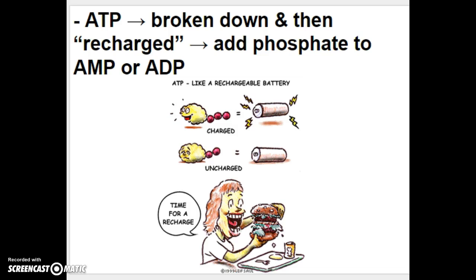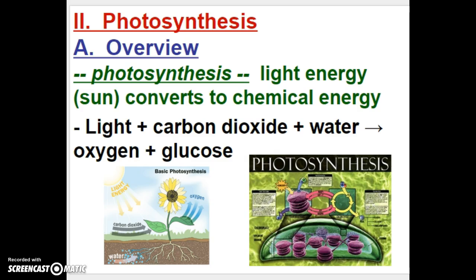Now, heterotrophs will recharge by consuming something, and autotrophs will recharge by continuing their process of using sunlight or chemicals to get their food. Plants are autotrophs, and they use the process of photosynthesis to make ATP for the cell.